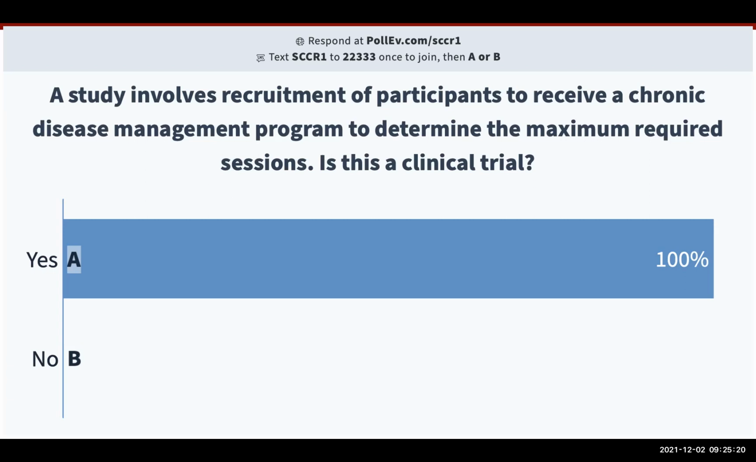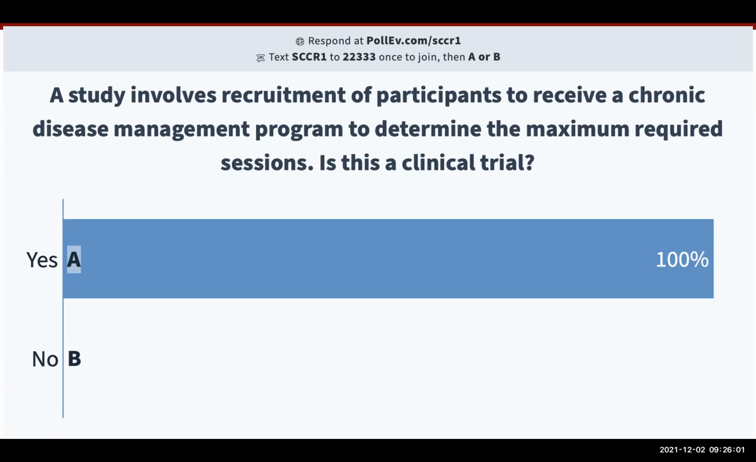Yes. And what does anybody want to tell me why this is a clinical trial? What tipped you off? Everybody got it right. Recruitment of participants. Yeah, right. So you're recruiting participants. There's nothing in this question about de-identified information. You're assigning them prospectively to this disease management program to determine its effectiveness or how many sessions are needed. Yeah, so this is a clinical trial.